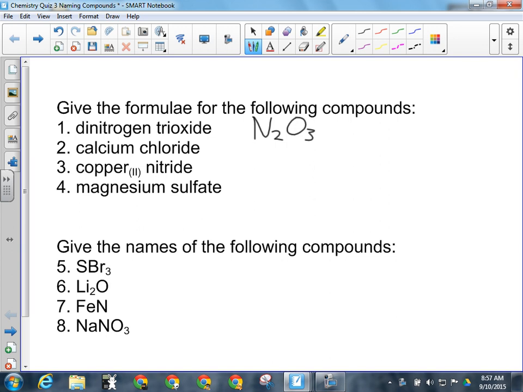Okay, for number 2, calcium chloride. It's an ionic compound, so we have to drop and swap our charges. So we write the formula for calcium, that's 2 plus, chloride is minus 1. When we drop and swap, we get CaCl2.